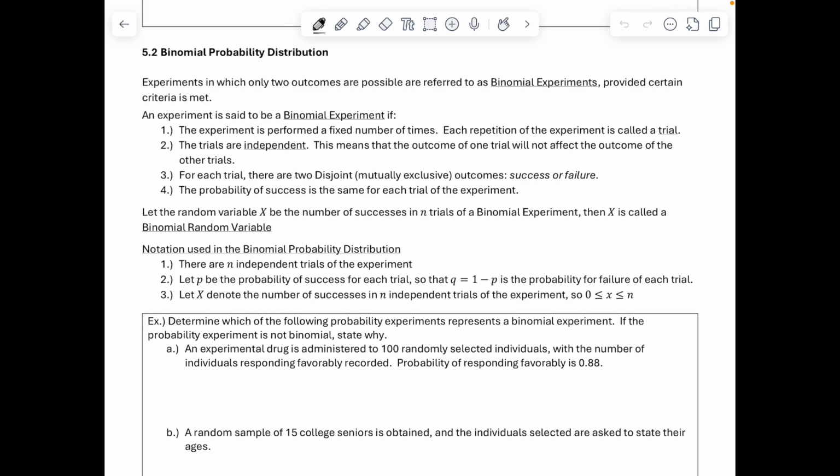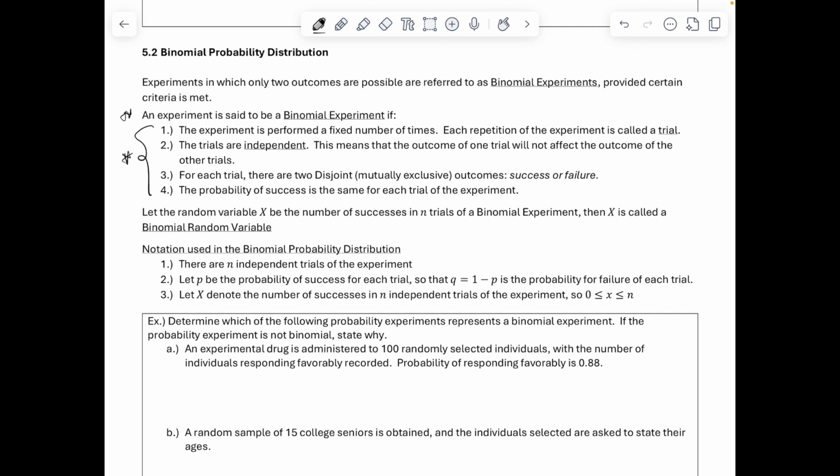The next section is 5.2 binomial probability distributions. Experiments in which only 2 outcomes are possible are referred to as binomial experiments, provided that certain criteria are met. An experiment is said to be a binomial experiment if the 4 criteria listed are all met. The first one says the experiment is performed a fixed number of times. Each repetition of the experiment is called a trial.